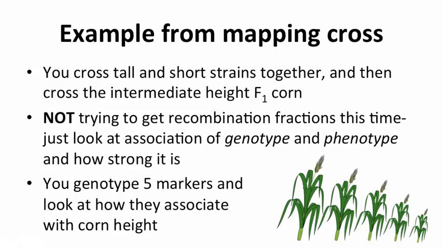Now what we're not trying to do is get recombination fractions this time. This is different from what we did in the context of simple genetic traits. It's much more complicated when something is complex, so we're not going to do that. What we're just going to be doing is looking at the association of genotype and phenotype, and we'll see how strong it is. Now remember, strength is defined by the average difference between the genotypes. So we'll genotype 5 markers rather than 2 this time, and look at how they associate with height in these corn.